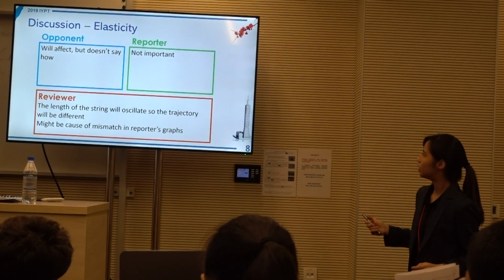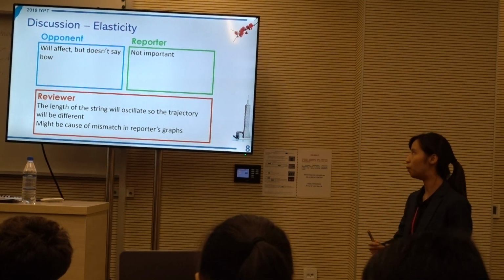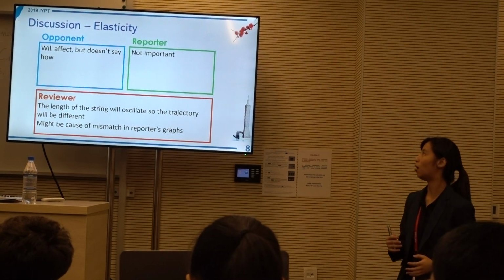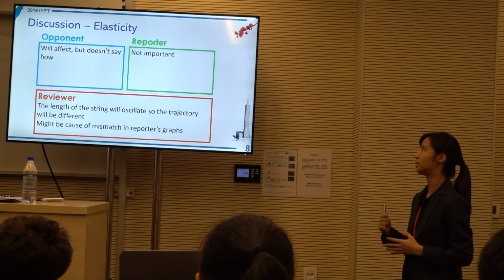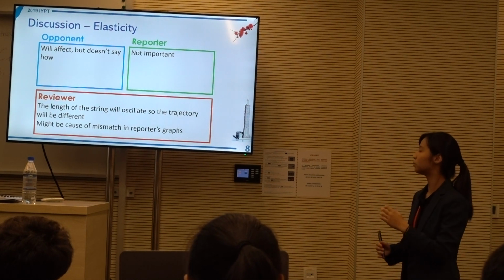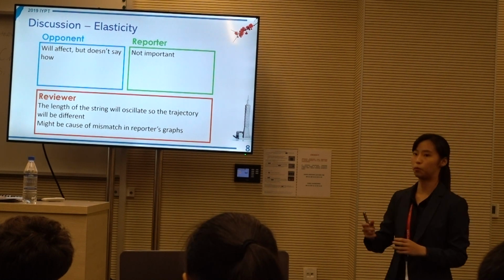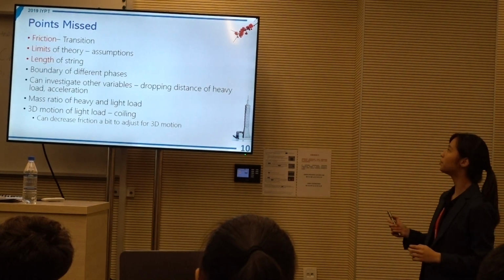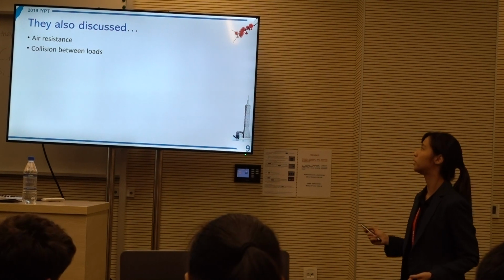As for the elasticity part, the opponent said that it will affect the result but didn't say how, and the reporter ended by replying that this is not important. But I think the length of the string will oscillate, so the trajectory will be different, and that might cause a mismatch in the reporter's graph. They also discussed the resistance and the collision between the rods.